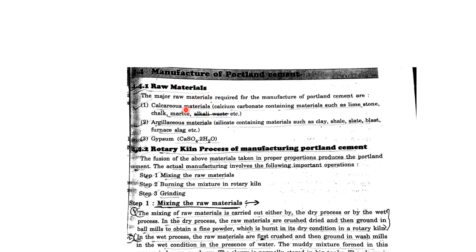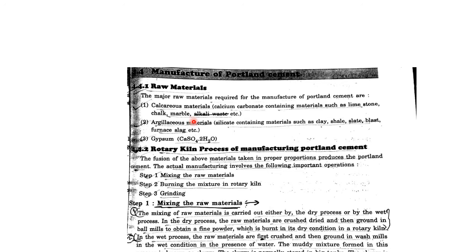Basically, for the manufacturing of Portland cement, the raw material is divided into two categories. One is calcareous material, meaning material containing calcium carbonate, like limestone, chalk, marble, etc. The other is argillaceous material, meaning silicate-containing material like clay, shale, slag, and blast furnace slag. Marble, limestone, and chalk are all forms of calcium carbonate.